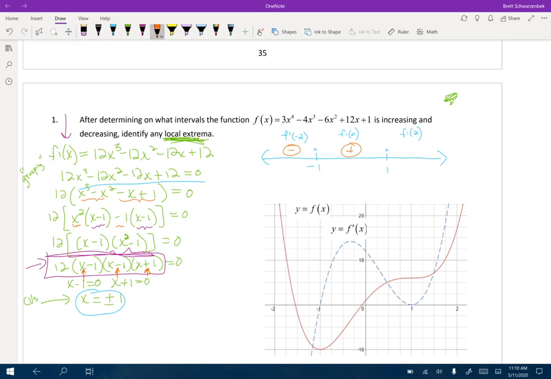Last one, if we plug 2 in, the 12 is positive. We plug 2 in, we get 2 minus 1 positive, 2 minus 1 positive, 2 plus 1 positive. So what type of number do we get? We get, again, a positive number for what we're doing here.